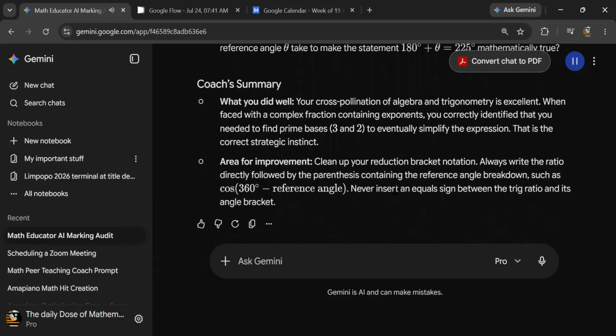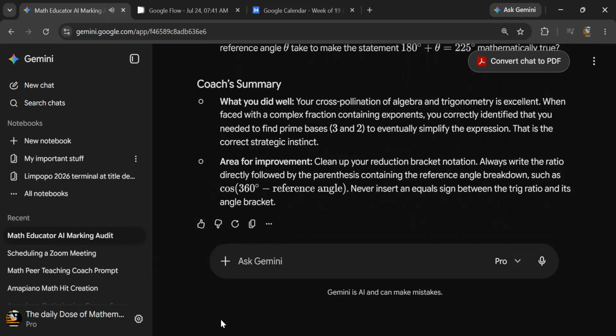Coach's summary. What you did well: your cross-pollination of algebra and trigonometry is excellent. When faced with a complex fraction containing exponents, you correctly identified that you needed to find prime bases, 3 and 2, to eventually simplify the expression. That is the correct strategic instinct. Area for improvement: clean up your reduction bracket notation. Always write the ratio directly followed by the parenthesis containing the reference angle breakdown, such as cos(360° - 60°). Never insert an equals sign between the trig ratio and its angle bracket.